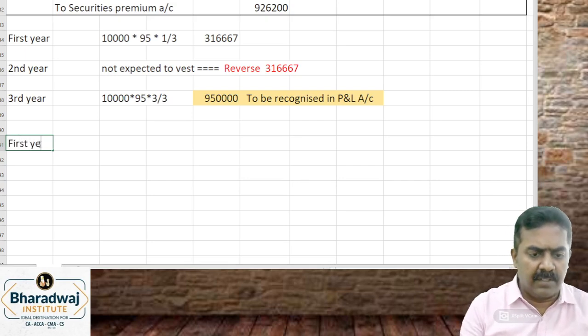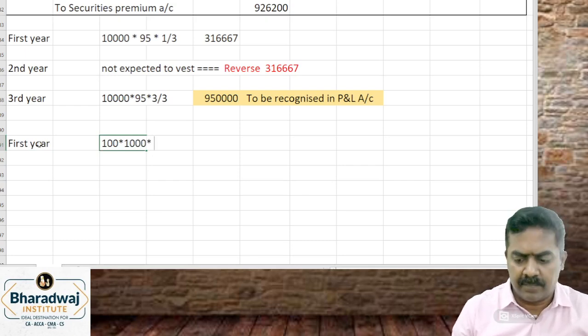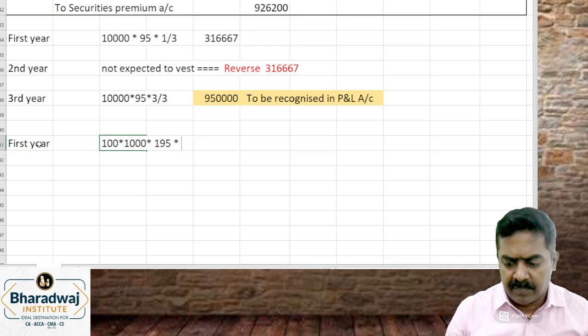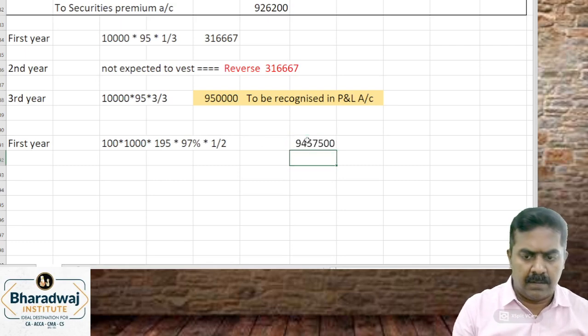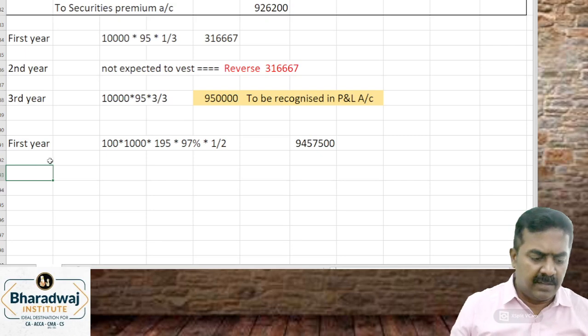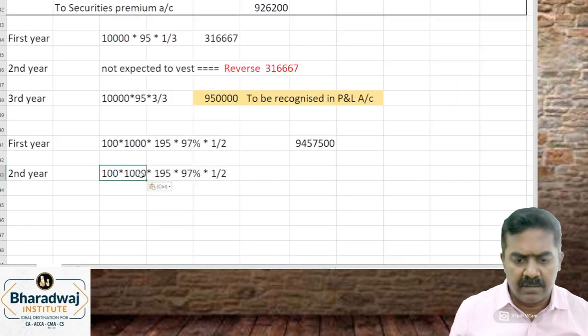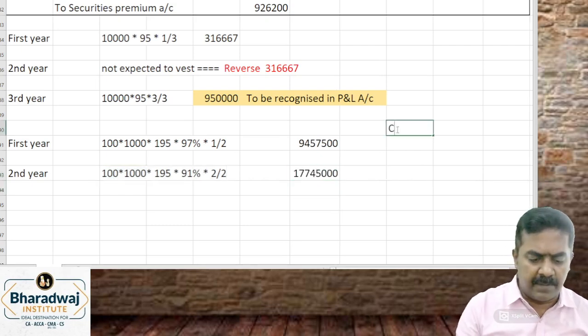First year calculation சொல்லுங்க. 100 into 1000 into 195 into எவ்வளவு percentage? 97% into half expense should be recognized. Okay. Second year எவ்வளவு percentage continue பண்றாங்க? 91% into 2 by 2 போட்டா for current year expense.